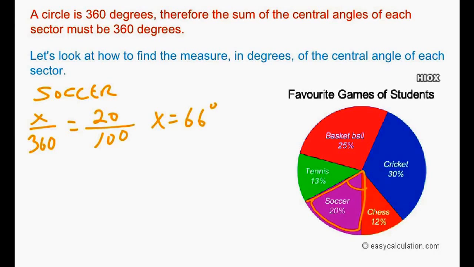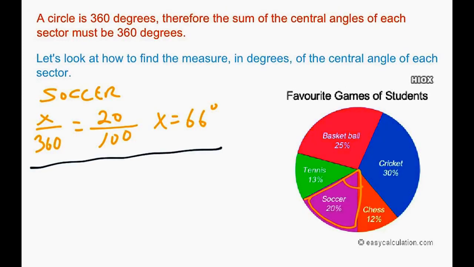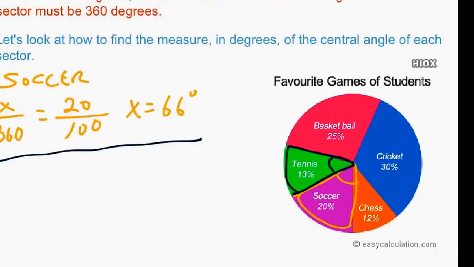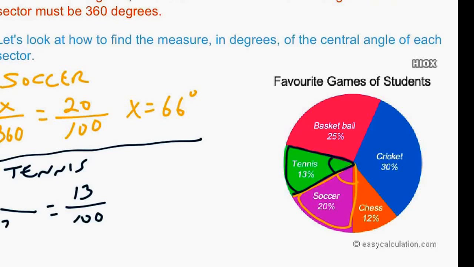And then our last one, that'll be tennis. And there's that central angle. And if we set up that proportion, tennis was 13%, 13 over 100, and a 360 here, x. And if we solve that, we get 46.8 degrees.